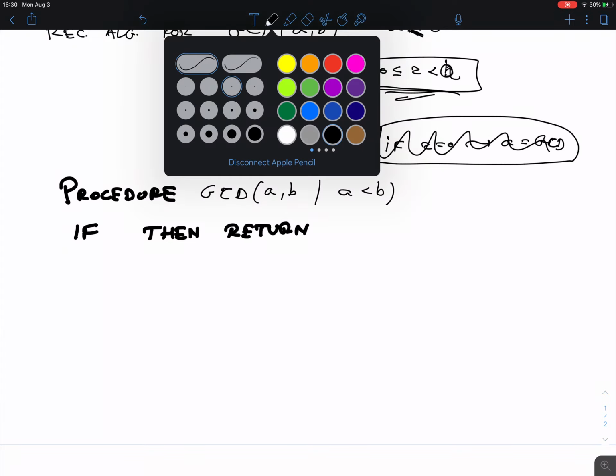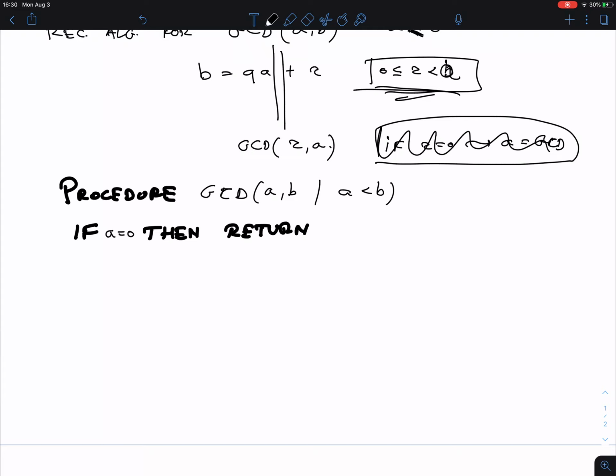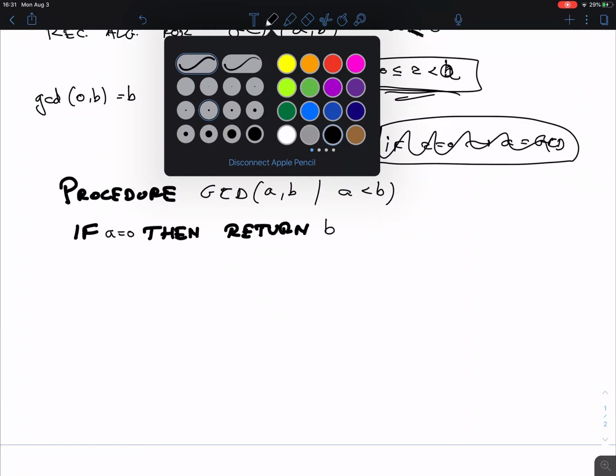So if A is 0, as I said, this is the basic step. If A is 0, then we know what the GCD is. It is the second element, B. This is simply because the GCD of 0 and B is always B. Because the greatest common divisor, anything divides 0, and of course the biggest divisor of B is B itself. Okay? All right. So what is the meat of the thing now? What is the else part?